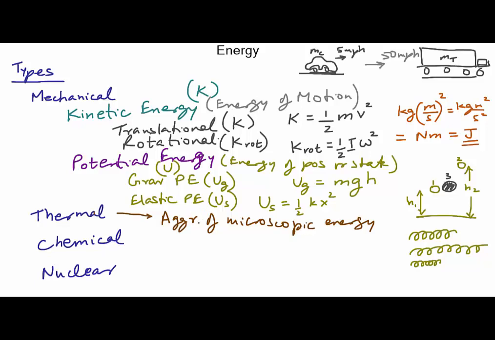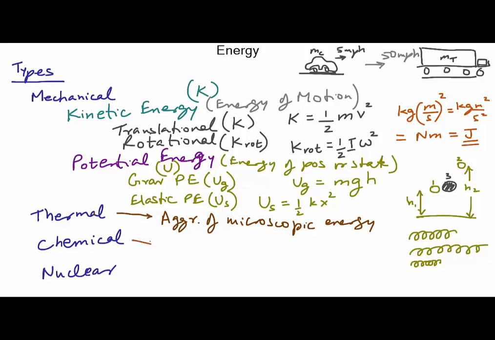So they have kinetic energy, and because they have bonds between atoms and molecules, sometimes those bonds are stretched and compressed, so they'll have potential energy, elastic potential energy. And the aggregate of all of those microscopic motions contributes to its thermal energy. It relates to the temperature of an object. A hotter object will have a higher thermal energy than a cooler object.